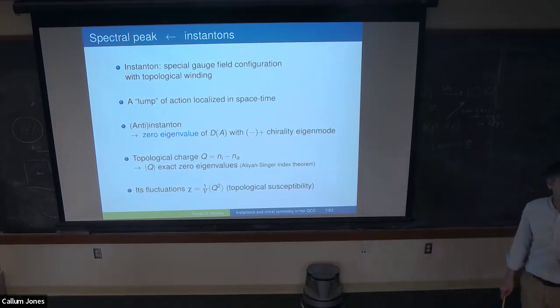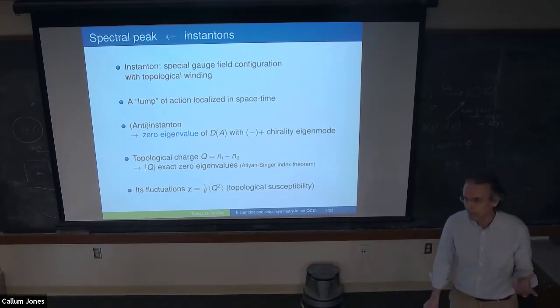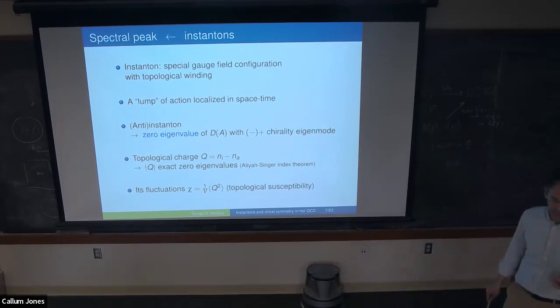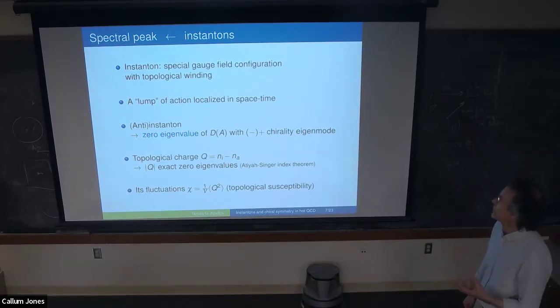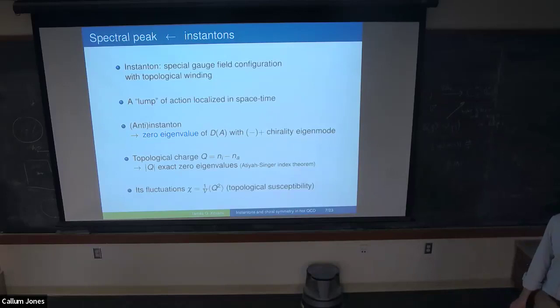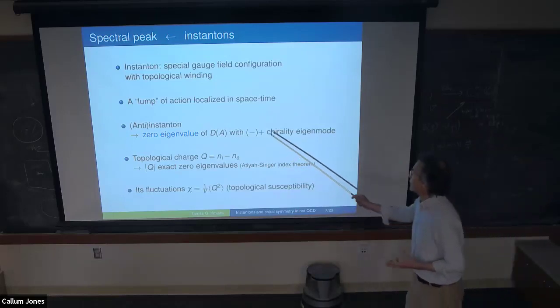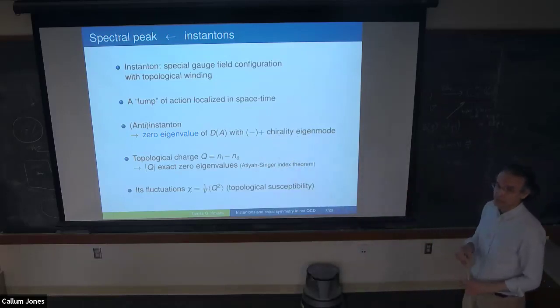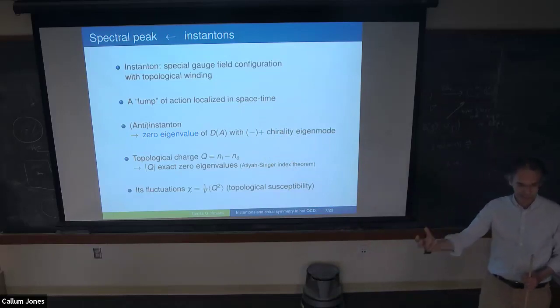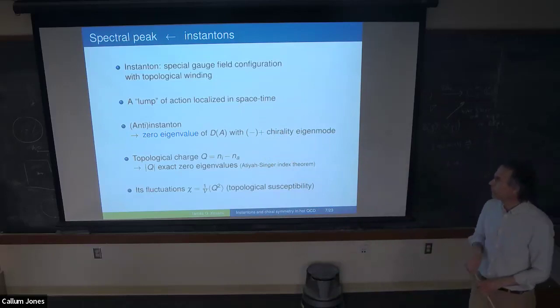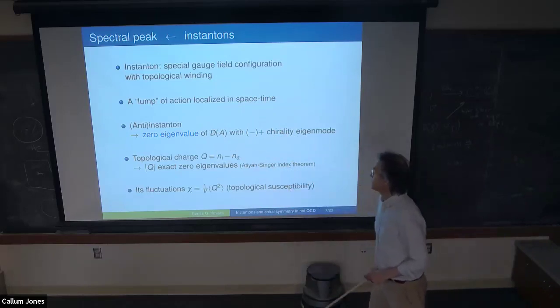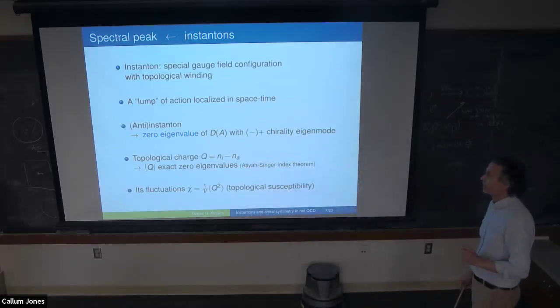So the first thing I would like to convince you of is that the spectral peak is due to instantons. So let me just recapitulate for you what instantons are. Instantons are special gauge field configurations with sort of a topological winding. So the gauge field covers the whole gauge group in a topologically non-trivial way. And in a simple way, you can just think about an instanton as a lump of action placed somewhere in space-time. And there are 2 types of these guys. There are positive and negative charge instantons and anti-instantons.